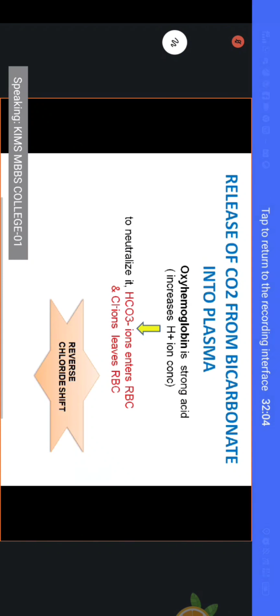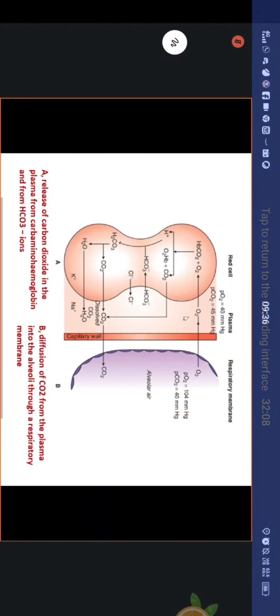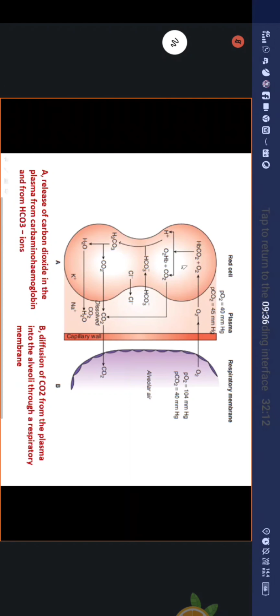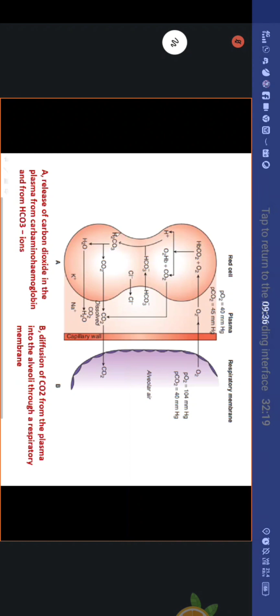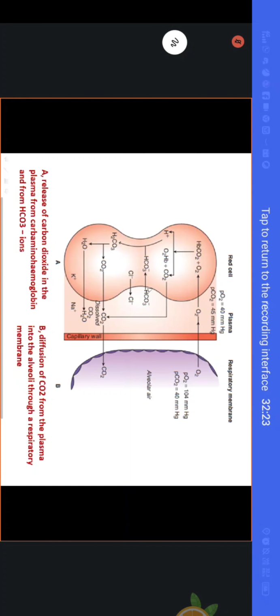So, reverse chloride shift. As I told earlier, what will happen here? Because of oxyhemoglobin formation, there is liberation of H plus. So to form carbonic acid, bicarbonate ions are required. These bicarbonate ions enter from the plasma.